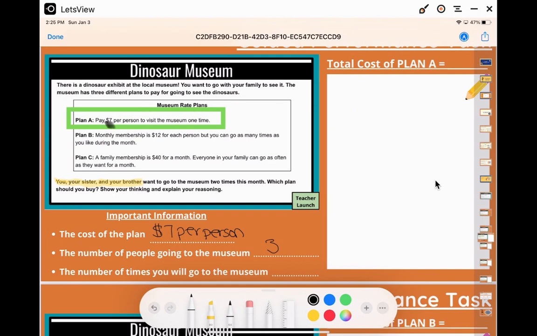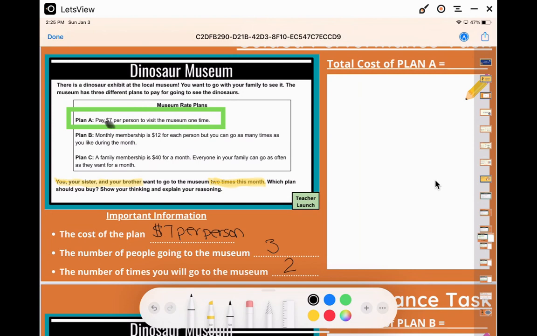And then the last important piece of information is the number of times that you're going to go to the museum. How many times are we going to the museum? That is in the bottom of our problem as well. We want to go to the museum 2 times, choose a highlighter, 2 times this month. And so here we're going to put 2. And so now that we have this important information, we are ready to calculate the cost of plan A.